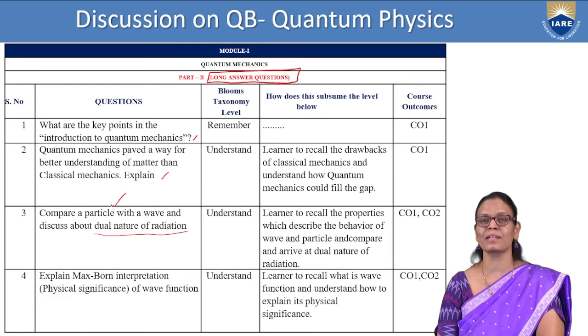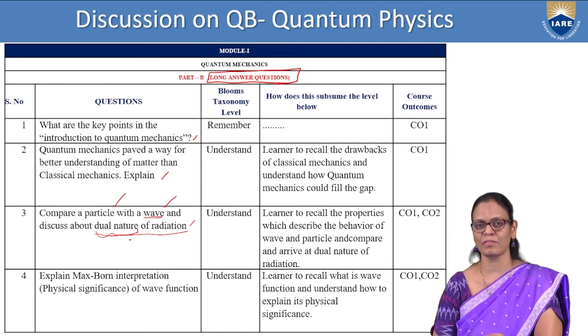When I say particle, it is localized in space. When I say a wave, it is not localized in space. For explaining certain phenomena, we consider the wave nature, like interference and diffraction. But to explain certain phenomena like the photoelectric effect, we consider the particle nature. Both these natures are essential in explaining the concept of radiation, so we consider the dual nature of radiation. You'll have to elaborate all these points and write.